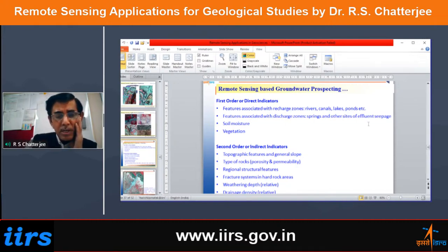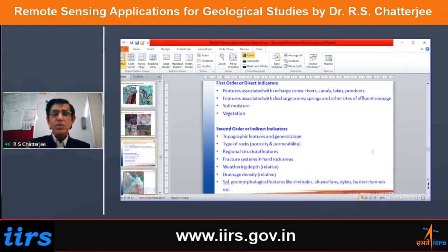Then soil moisture and vegetation. So depending on the recharge zone features, discharge zone features, soil moisture, and the relative vegetation density, you can interpret where groundwater prospect is high and where groundwater prospect is low or very low. I will explain one example.